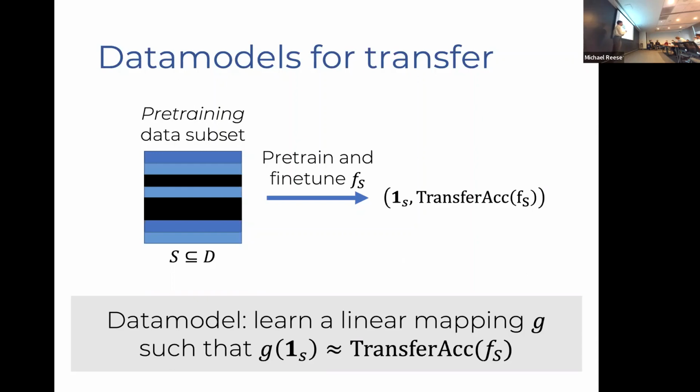Do you have a question? Well, I'm just wondering, if you train multiple models on the full data set, how does the variance across the performance correlate with what you find if you just train on subsets? That makes sense. Like it's related to this.